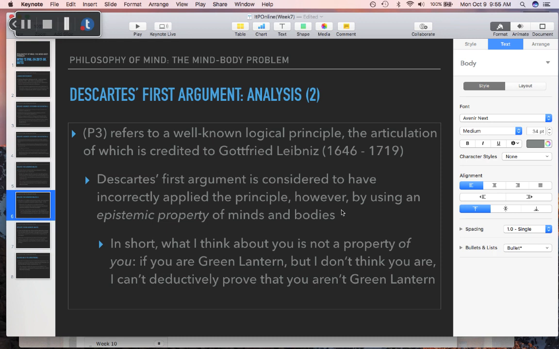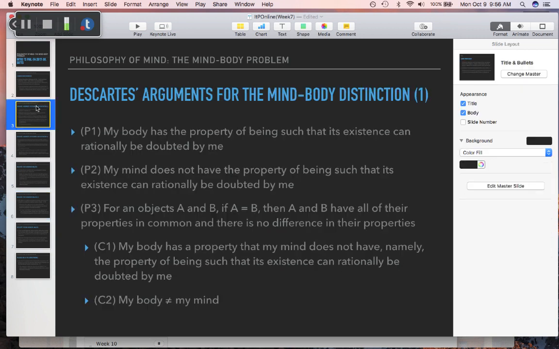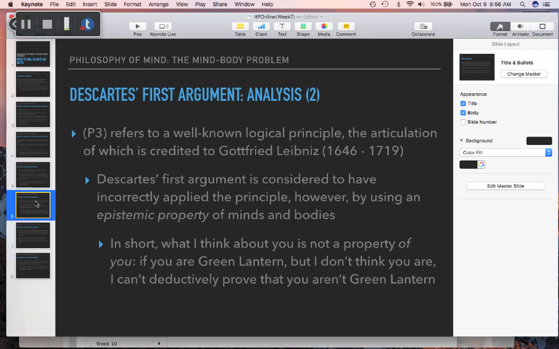If you are Green Lantern, but I don't think you are, I can't deductively prove that you aren't Green Lantern, right? So the fact that I think you aren't Green Lantern has nothing to do with what you are. However, in this first argument, Descartes is taking these properties of what he can think about objects and then bootstrapping those up into actual properties of the object, right? And that's what he's doing here. And that argument doesn't work so well, which is why he has to go to the second argument in the first place.